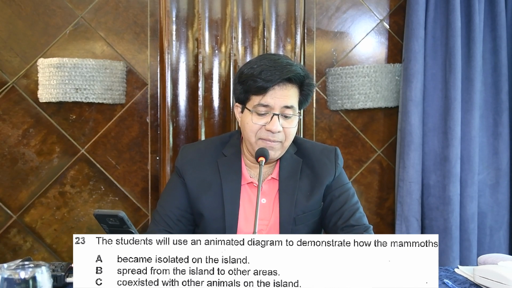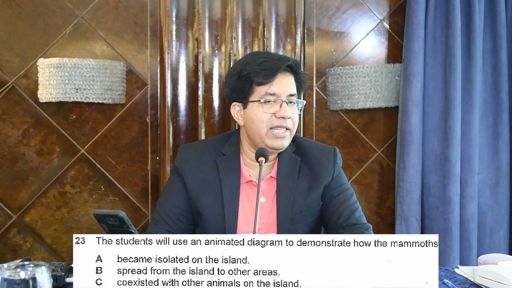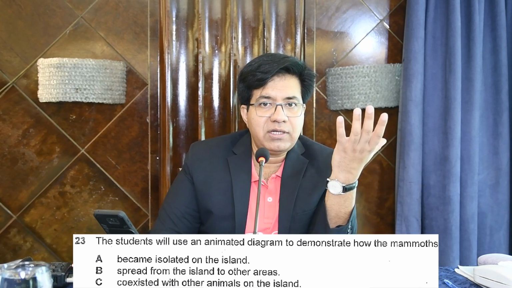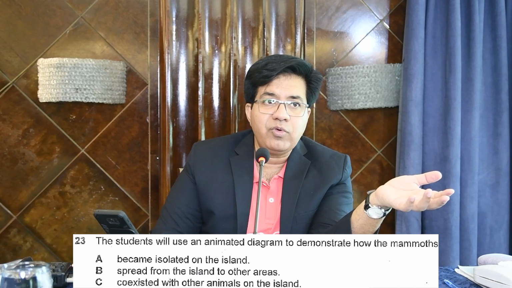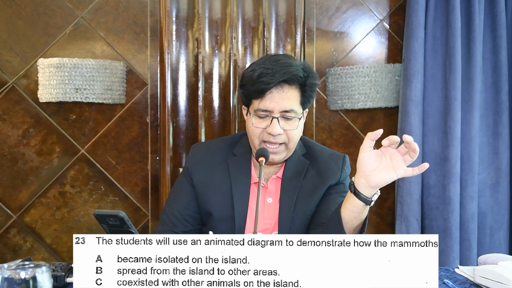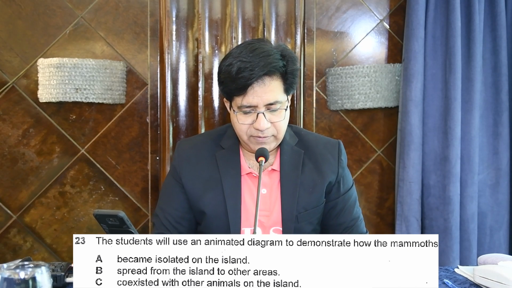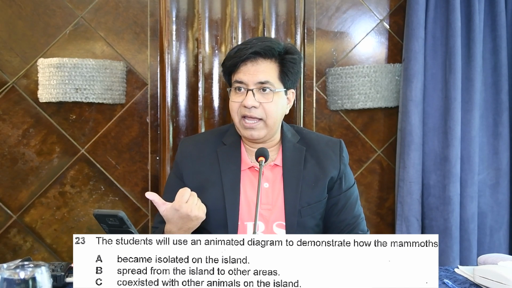So what are they showing in the diagram? Option A, became isolated on the island. It was not an island, it was part of the mainland, and then the sea level began to rise and it became an island. A will be the right answer. Shall I play it again?